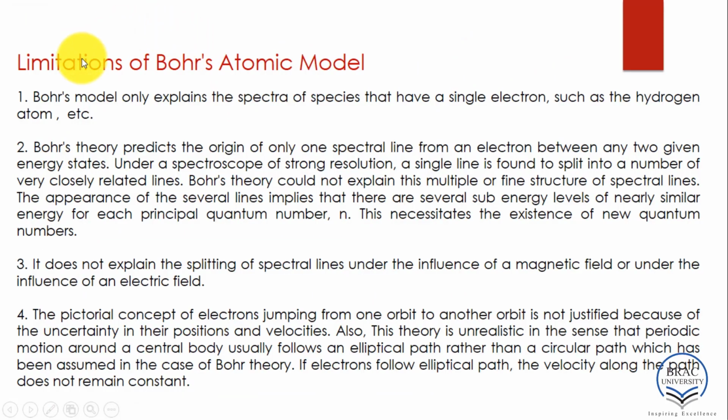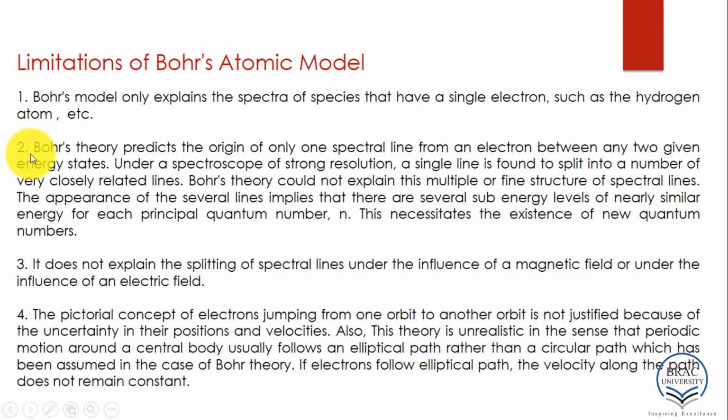Now comes the limitations of Bohr's atomic model. The first limitation is that Bohr's model only explained the spectra of species that have a single electron, such as the hydrogen atom. The examples we have seen so far are only for the hydrogen atom. So this was the first limitation.